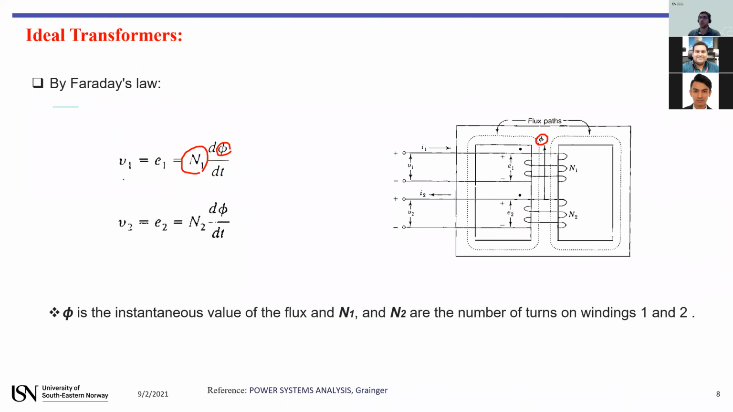And we can write the same equation for the second winding. The induced voltage in the secondary, or the second winding, is N2 times the derivative of flux. And the flux is the instantaneous value, and N1 and N2 are the number of turns for the first winding and the second winding.